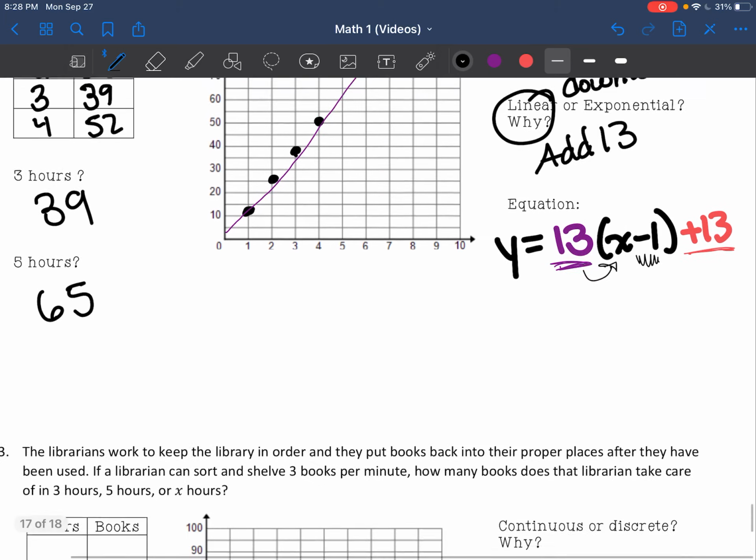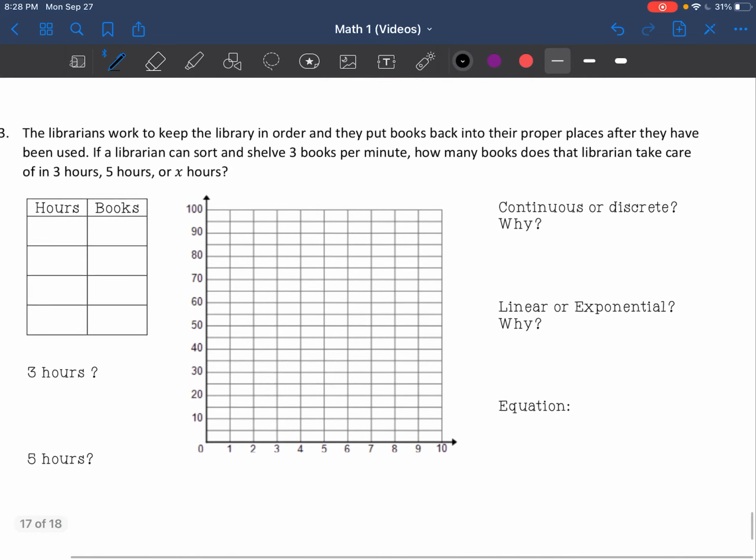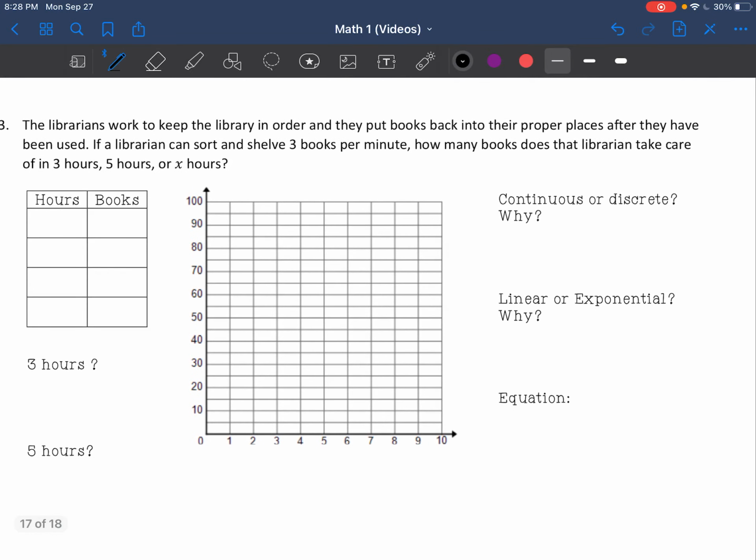Okay? All right. Librarians work to keep the library in order, so they put the books back on their proper places after they have been used. They can sort and shelve 3 books per minute. How many books does the library take care of in 3 minutes, 5 minutes, and X minutes? Again, typo as per usual. So they should all be minutes. If you want to figure out the hours, you're more than welcome, but my answers are going to be in minutes.